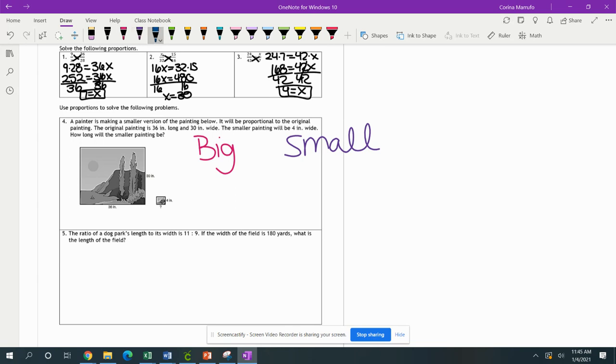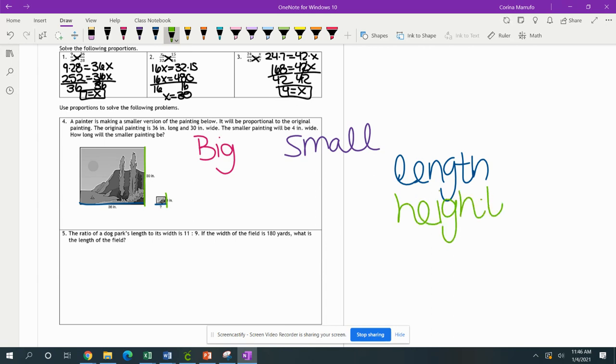We also need to line up what we have here, the width or the length, because that's the bigger side. So we're going to have the length on top, and then we are going to have the height. However you set this up does not matter. What matters is that you match it up exactly. So if you look at the big one, the height is 30 inches. So it goes on the bottom, and the height of the small one is 4 inches. The big one, the length is 36, and then this one is x, on the small painting.